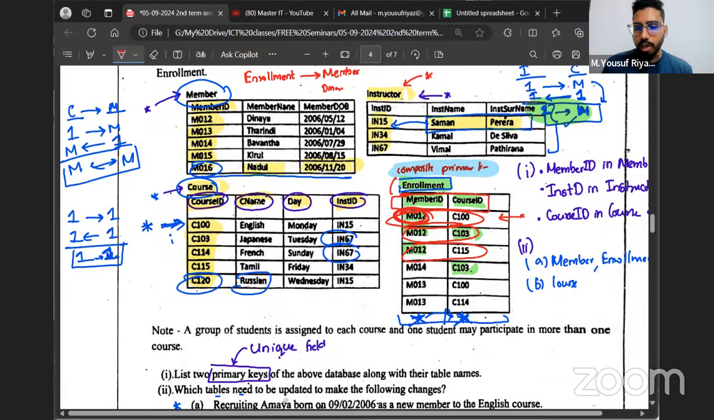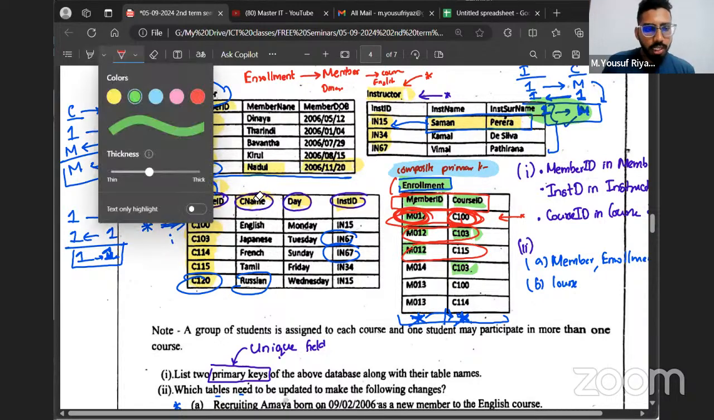And then to find which course she is following, the C101, to find the course name, which table did I have to go for? I had to go for the course table. So in the course table, I find what course she is following, and I will know she is following the English course. And now I can tell that Dinaya is following the English course.